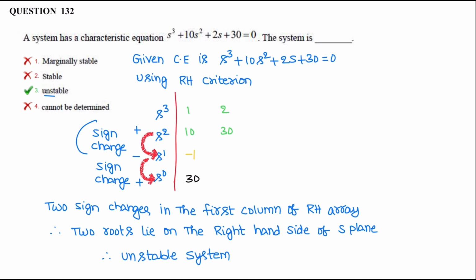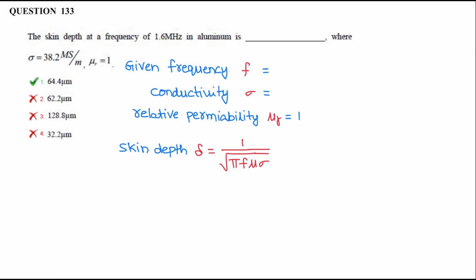Next question. The skin depth at a frequency of 1.6 megahertz in aluminum is dash. Given frequency is 1.6 into 10 power 6 hertz, the conductivity of aluminum is 38.2 mega Siemens per meter, and relative permeability, that is mu r, is equal to 1.